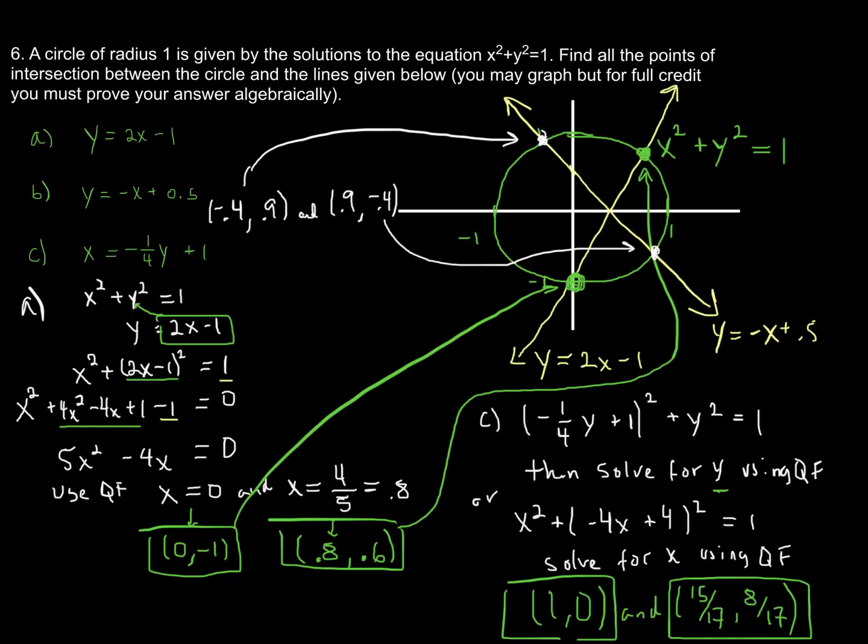For part C, this is a little more tricky because this equation here is solved for x. So it might make it hard to graph. However, there's a couple things you could do. The first is you could solve for y using inverse operations and then graph that function. And if you did, you'd get y equals negative 4x plus 4.